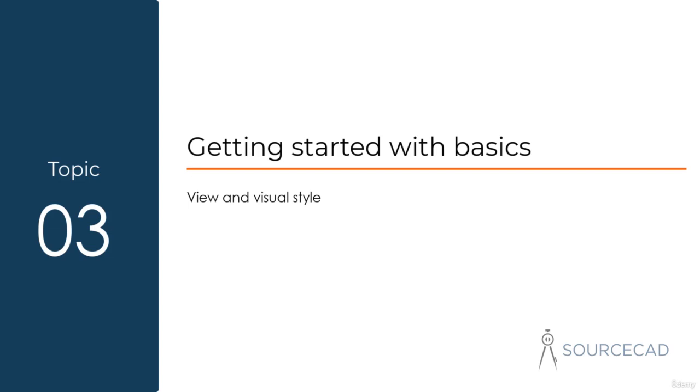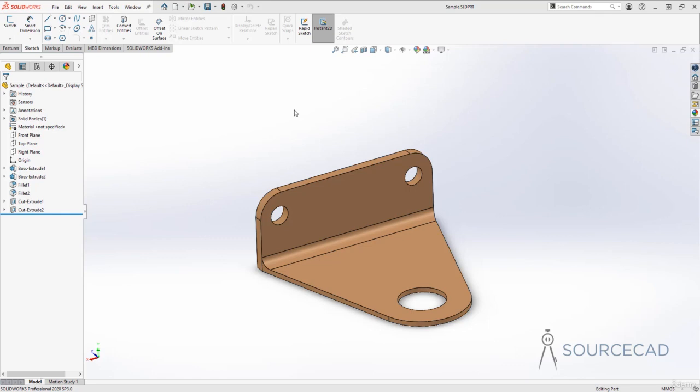Let's now talk about the visual style and the view options. I'll start with the visual style, or the display style option. On the heads up toolbar, right here, we have the display style option. Currently we have the shaded with edges style selected, and that's how your drawing is going to look in the shaded with edges. I'll switch to shaded.